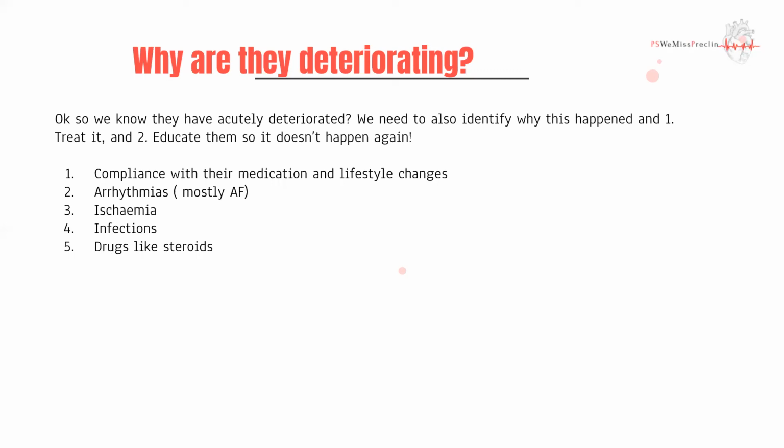So either they've not been compliant, they've not been taking their medications, taking too little or too much, or they've had an arrhythmia, the most common one being AF, which can often throw people into heart failure. An ischemic event, so they've had perhaps a silent MI, or they have an infection elsewhere that's caused an increased cardiac output demand, and the heart just can't cope, or they've been put on certain medications like steroids.